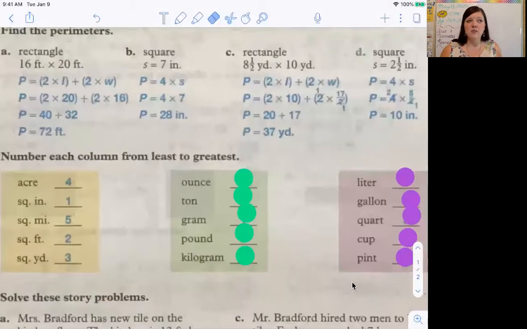Think about the size of a strawberry. An ounce. What's larger than an ounce? A pound. What's larger than a pound? A kilogram. A kilogram would be about the weight of like a pineapple. And then the largest of them all would be a ton.